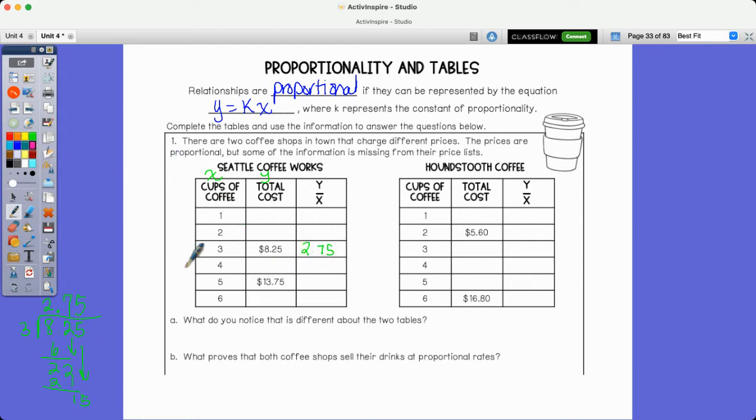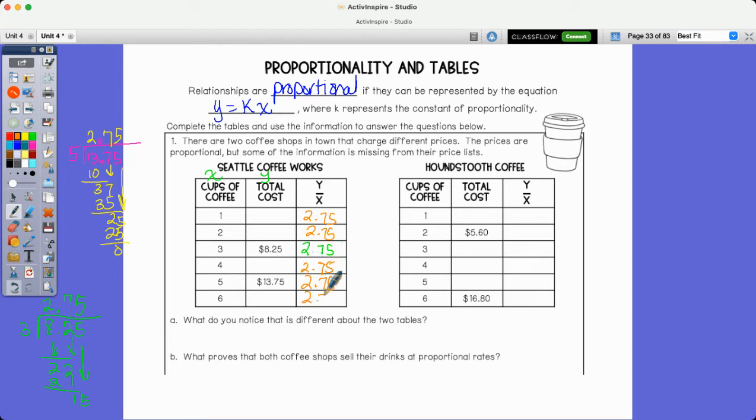Now I'm hoping it's a constant, right? So let's check this one right here, and we're going to do the same thing. I'm going to divide $13.75 by 5. Bring up my decimal point. 5 goes into 13 2 times. That's a 10. Subtract and bring down. 5 goes into 37 7 times. That's 35. Subtract and bring down. 5 goes into 25 5 times with nothing left over. So yes, that looks like our constant of proportionality is 2.75, which tells me that I can fill in the rest of the table with 2.75 here.